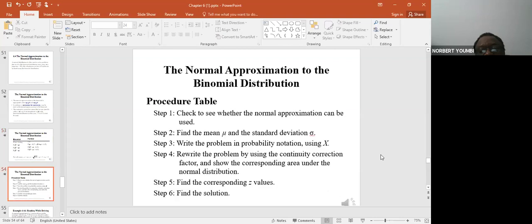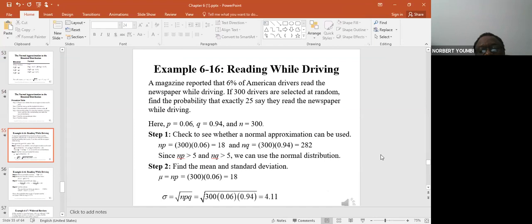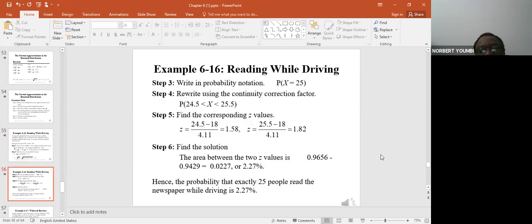So let's look at some examples. A magazine reported that 6% of American drivers read the newspaper while driving. If 300 drivers are selected at random, find the probability that exactly 25 say they read the newspaper while driving. So we will find that the mean np is 300 times 0.06 equals 18, and nq is 300 times 0.94 equals 282. Now, since np is greater than or equal to 5 and nq is greater than 5, we can use the normal distribution here with a mean of 18 and a standard deviation of the square root of npq, which is 4.11. Having that, our equation of x equals 25 will be transformed into x greater than 24.5 and less than 25.5.